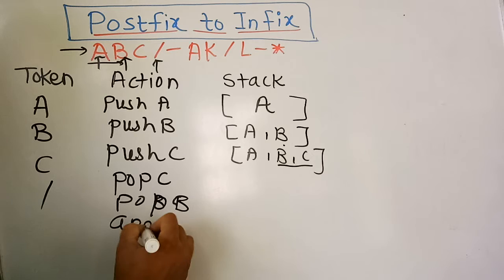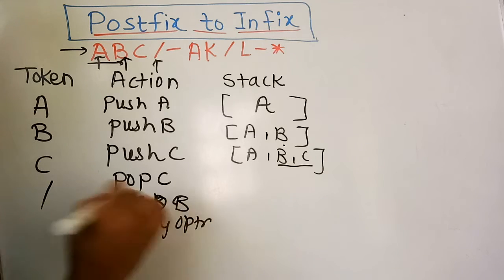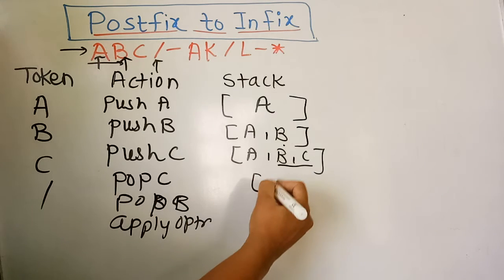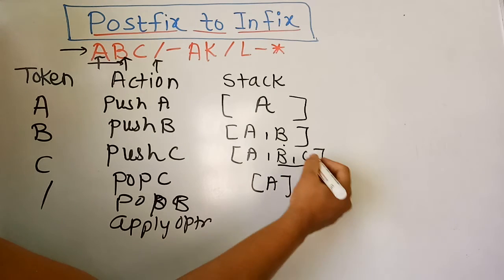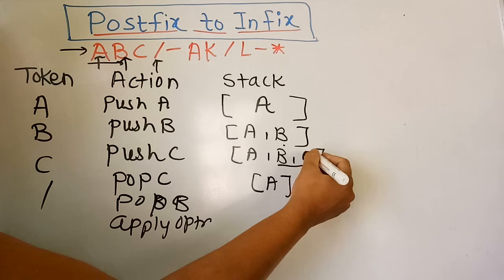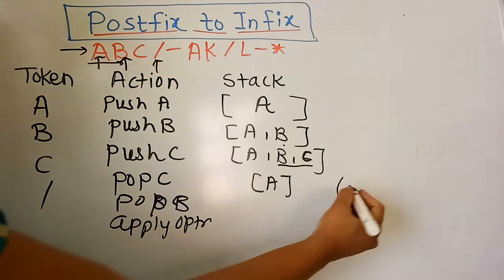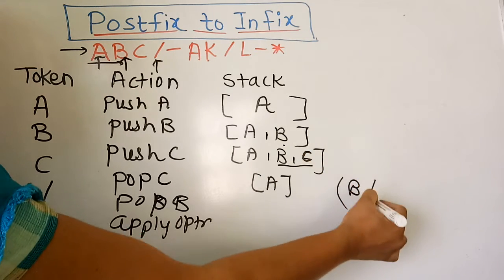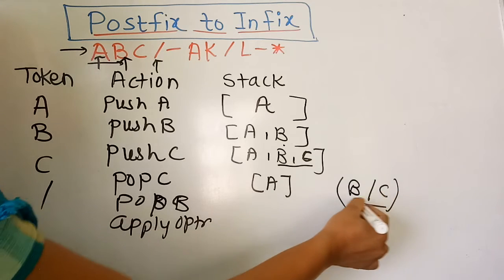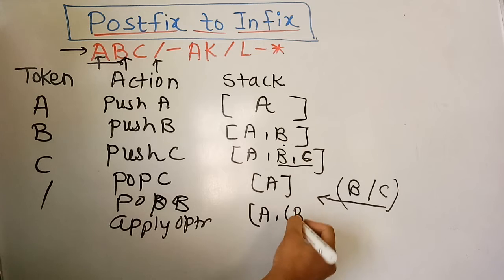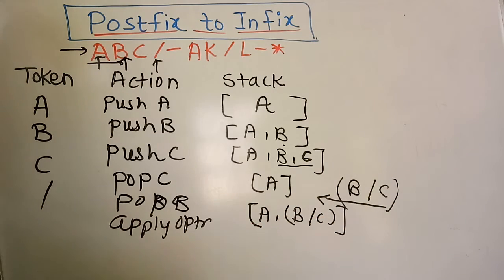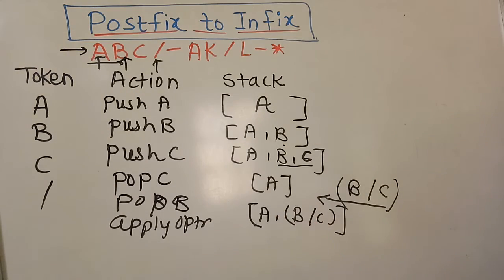And then apply the operator. After popping, only A is left in the stack. C will be S1, B will be S2. So here it is S2 operator S1, and it is collectively pushed again on the stack. So the stack is having A comma B divided by C. This is the step from scanning A till divide.